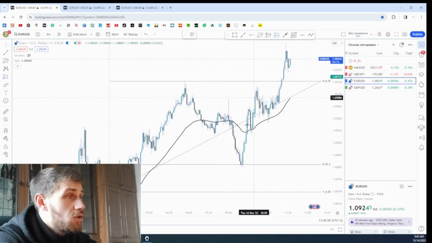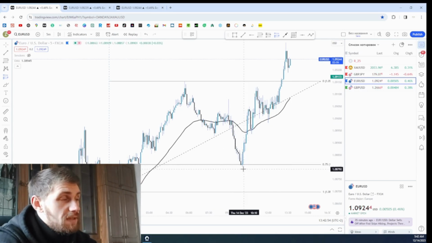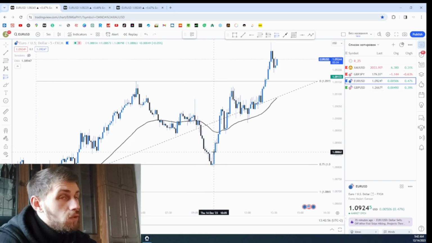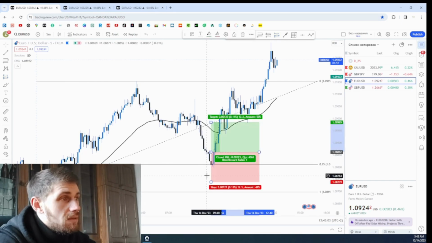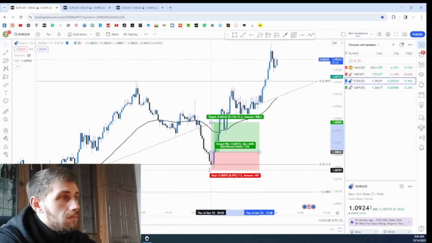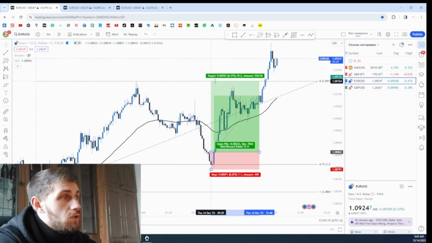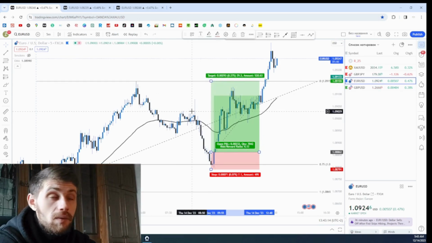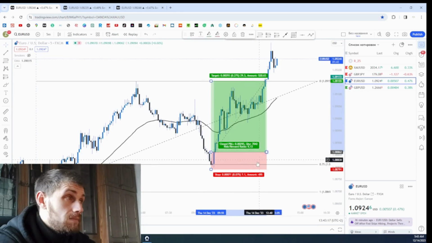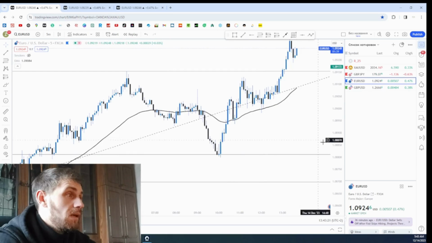The second type of entry, you wait for the price to come to your 75 level, and then you wait for the bullish or bearish engulfing, vice versa. Once the candle closes, you can put your stop loss beneath this low and target this one, which is going to be 1 to 4 risk to reward ratio, which is pretty awesome. It's actually awesome, yeah.